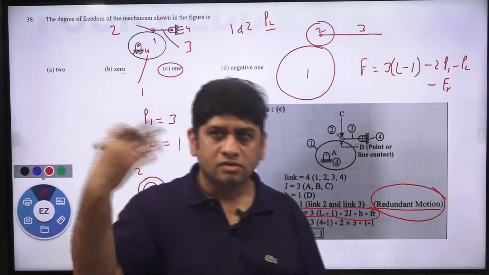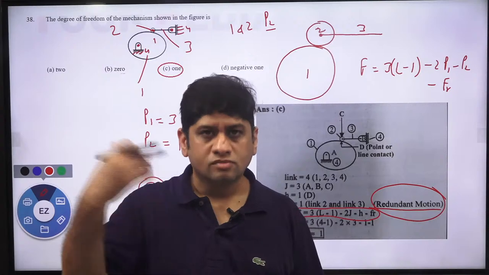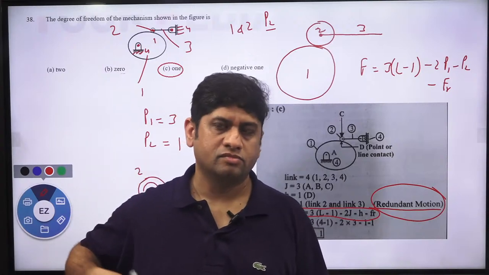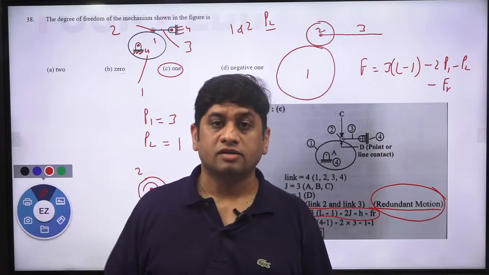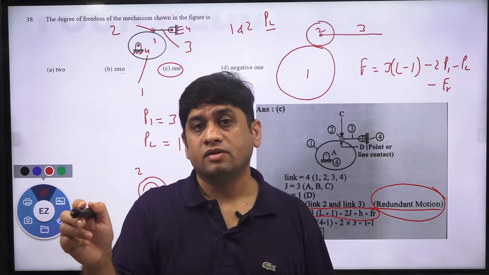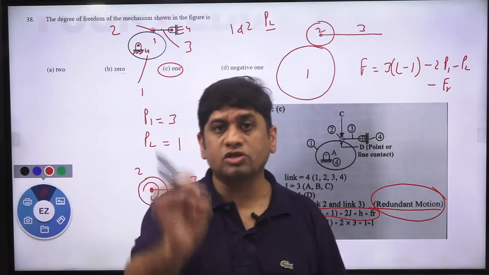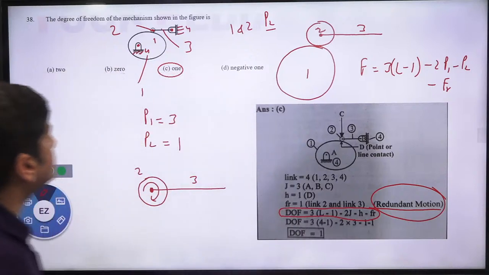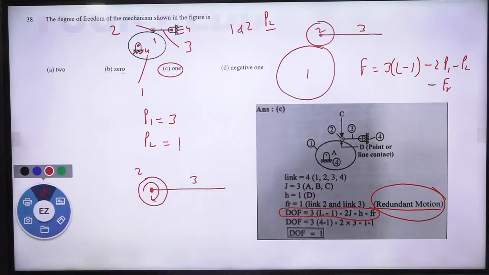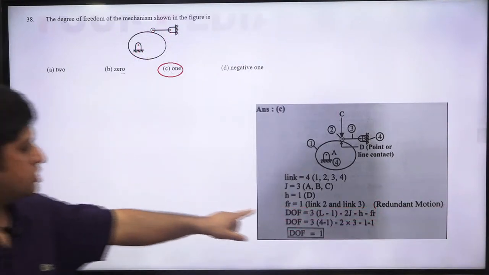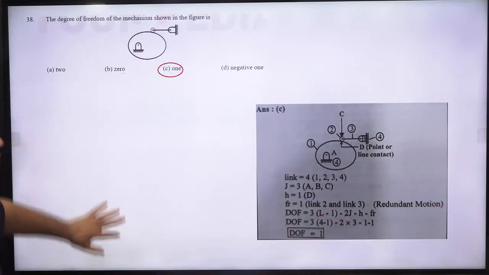excess, additional, redundant. That means it is not being used. The motion of one link is not affecting the motion of other links, then that motion is called redundant, which in this case is that of link number two. Even if link number two will rotate, it will not affect the motion of other links. That is the meaning of it. And hence, if you use it in formula, you get degree of freedom one.